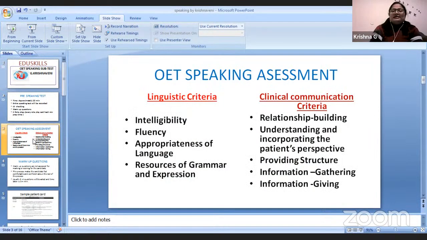Yes, Anita, this OET speaking subtest consists of two criteria. For example, just simply to say, if you want to cook a recipe, you must know what ingredients we should use. In the same way, for the OET speaking subtest, in order to pass, we should know what they are concentrating on. The examiner will be focusing on linguistic criteria and communication criteria.